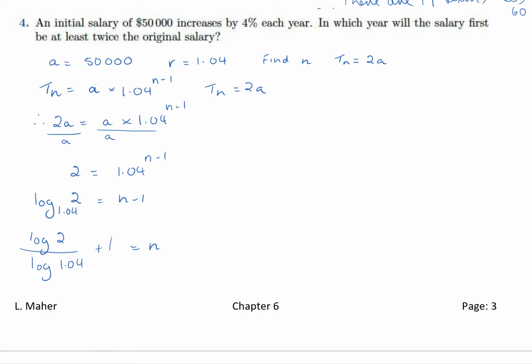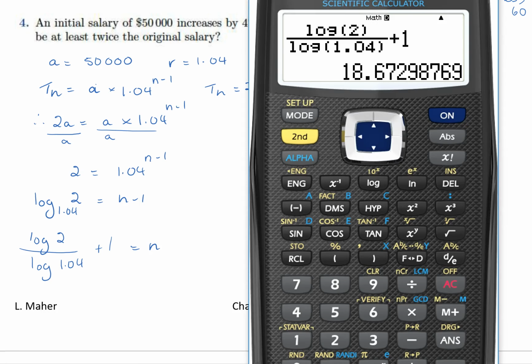Let's have a look at what that evaluates to. So doing that calculation, and like I explained in the first example, make sure you close these brackets off, because that wasn't automatically happening. You can see from the answer that we're getting that n is equal to 18.67.